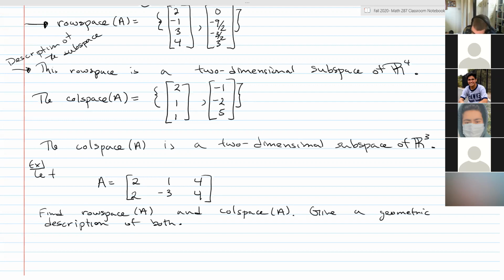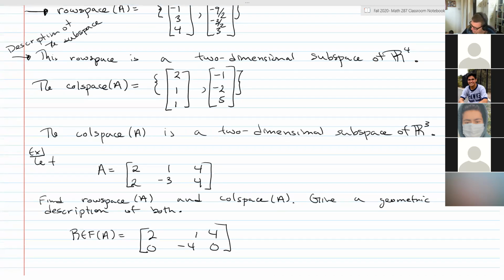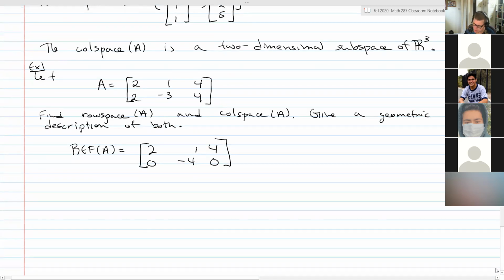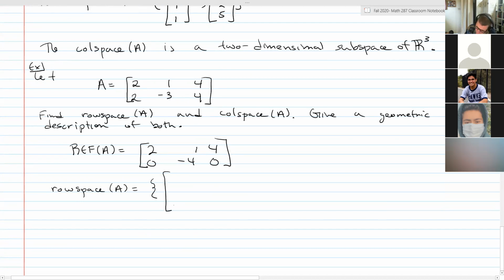All right. So I got the REF of A is equal to 2, 1, 4, 0, negative 4, 0. So there's the REF of A. So that means that the row space of A is equal to 2, 1, 4, comma, 0, negative 4, 0. So that's the row space of A, all right?